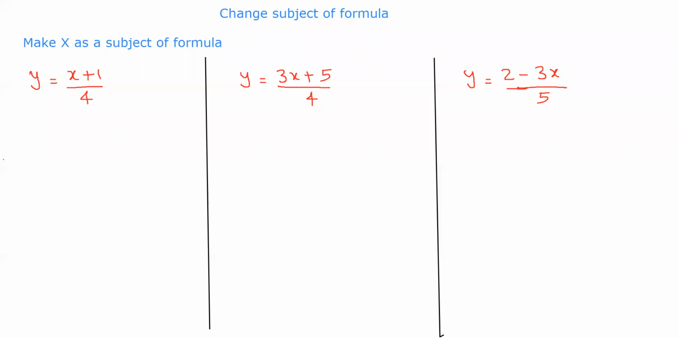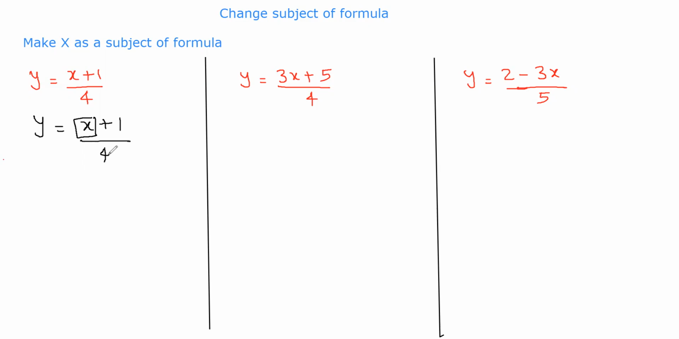Let's do this question here. Make x the subject of the formula. So the first question is y is equal to (x plus 1) divided by 4. So how can we do this question? We have to make x the subject of the formula. So x should be on one side and the rest of the things we have to shift to the other side, isn't it? So first of all, I will shift the 4.